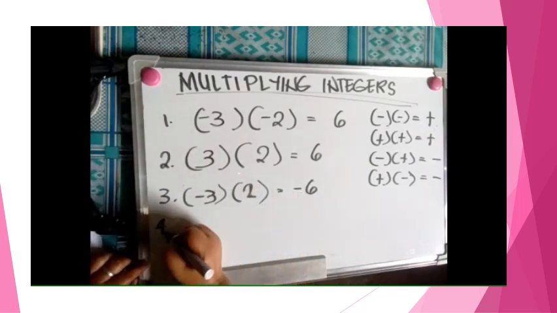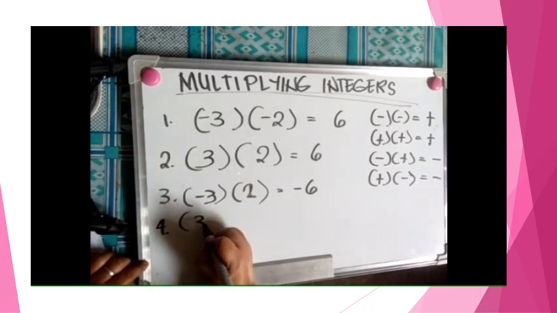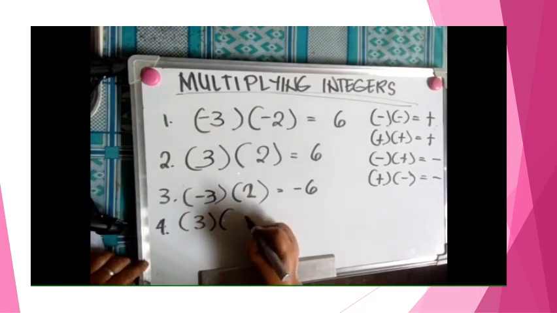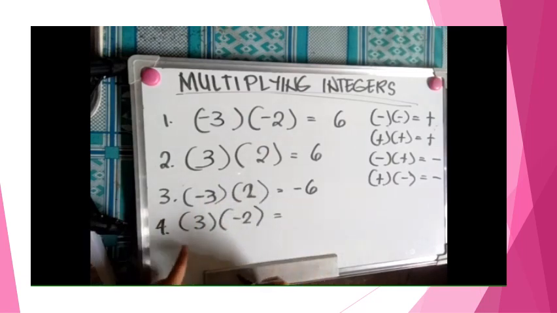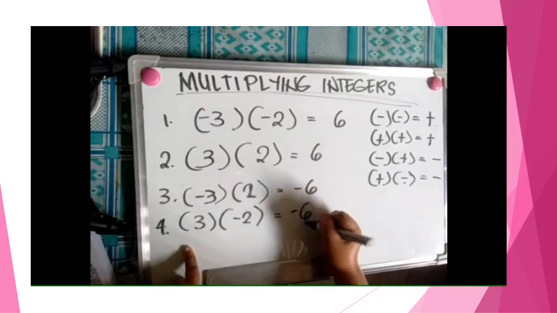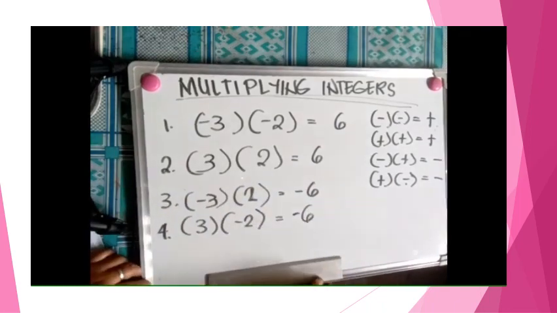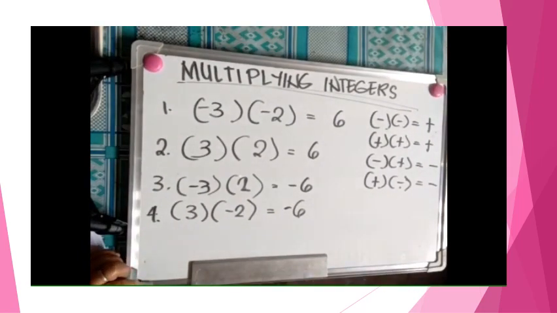Okay? Number 4. Let's start with positive 3, and then times negative 2. Positive times negative is still negative. So, see the difference? Can you differentiate now?